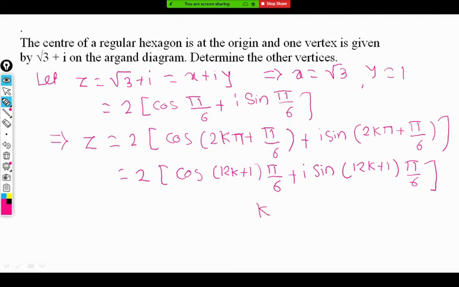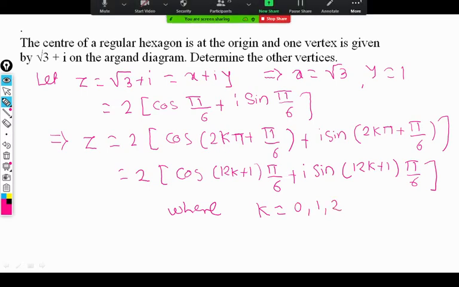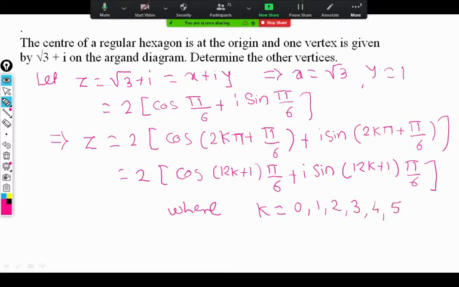How many values of k should we replace now? k should take the values from? Yes, 0, 1, 2, 3, 4 and 5, correct. So this will give us all the roots, which are equidistant from each other, and that will obviously form the regular hexagon. So let me find out all these vertices. What is the radius of the circle? The radius of the circle is 2 there.